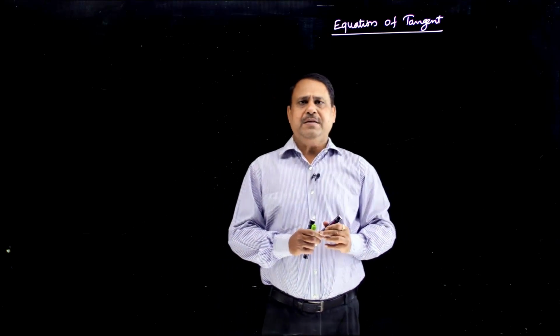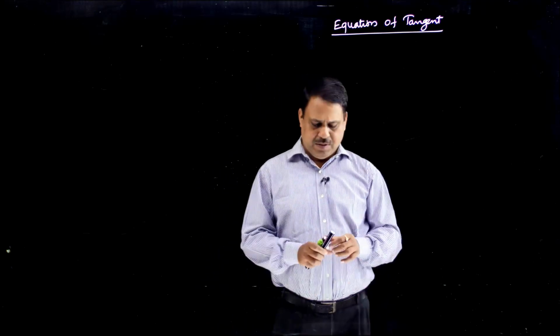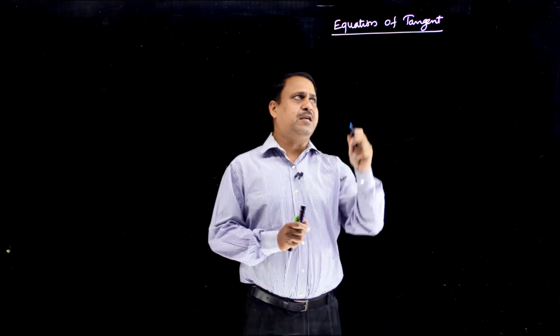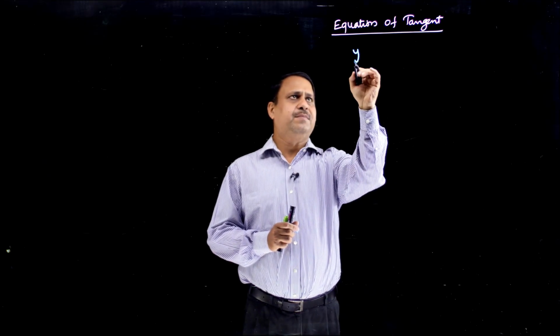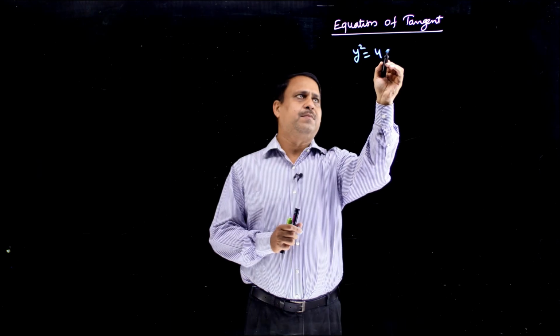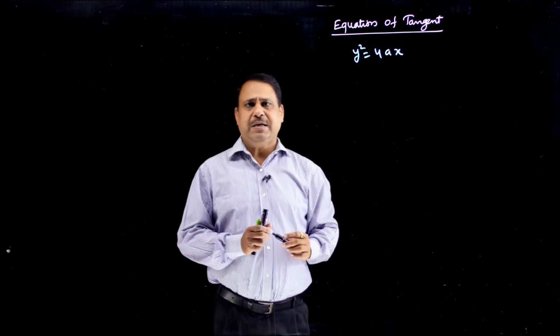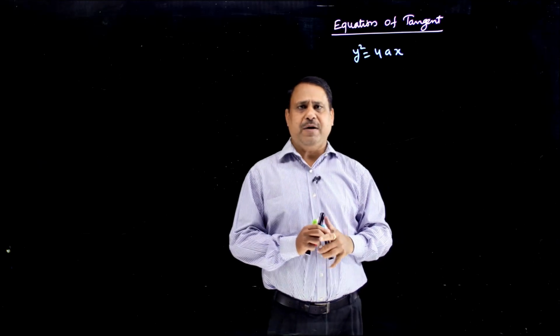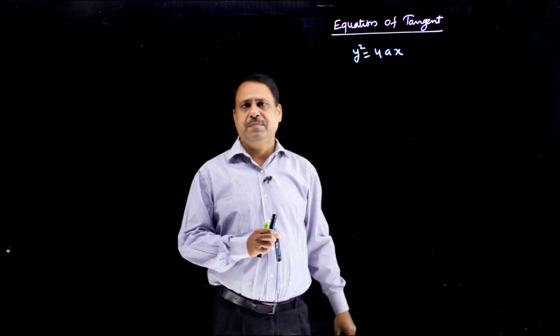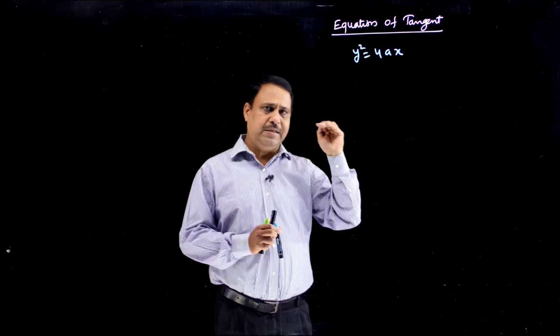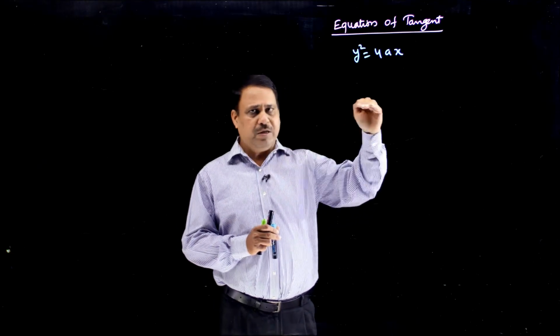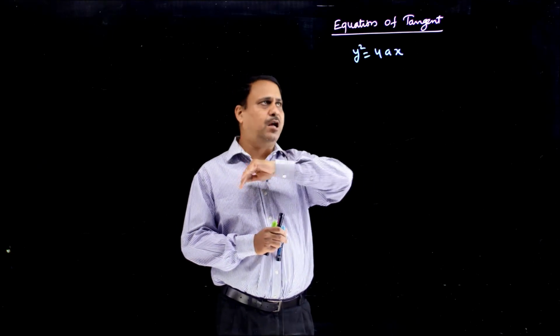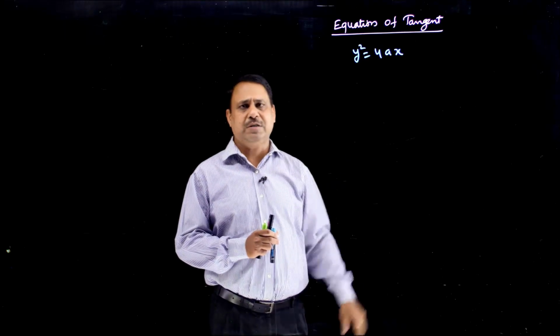Equation of tangent to parabola. So if the equation of the parabola is y square is equal to 4ax. Now tangents we can find in different formats for different purposes. I can find it at a point (x1, y1). I can find the equation of a tangent passing through a point, that means from a point outside the parabola, how many tangents can be drawn and what must be their equations.